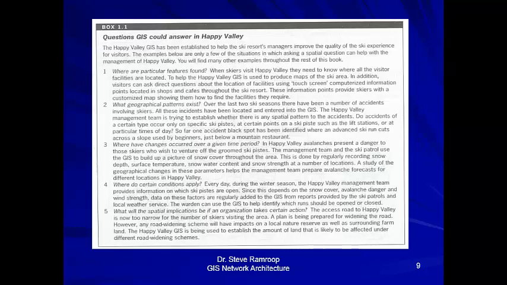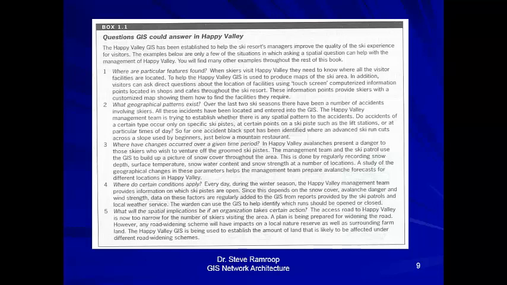This is an example from a text. It shows you a scenario where a place called Happy Valley has some questions that it is required to answer. Happy Valley has been established to help ski resort managers improve the quality of the ski experience for visitors. The examples below are only a few of the situations in which asking a spatial question can help with the management of Happy Valley. One is where particular features are found.